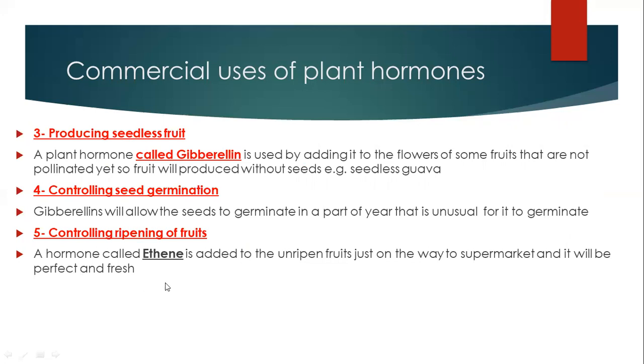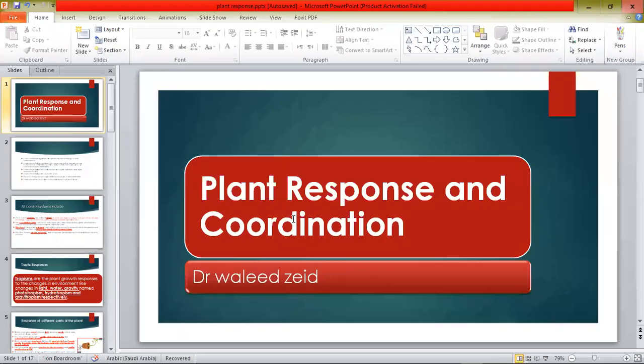So in order to ripen this fruit, some countries add a hormone called ethene to the unripened fruits just on the way to the supermarket, and it will be perfect and fresh when it reaches the supermarket. Thank you, and we'll meet, inshallah, in the next video to explain another topic.